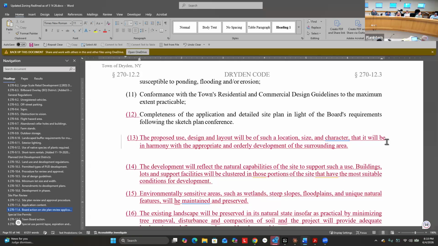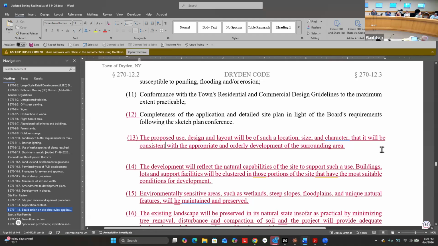How about consistent? Much better. Okay. Replace harmony with consistent. Less value laden. I agree. I think that's a better word.